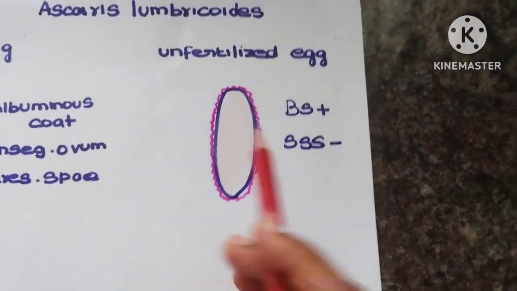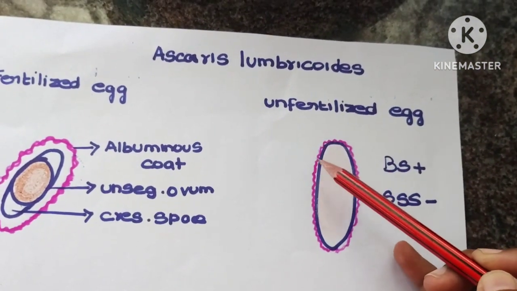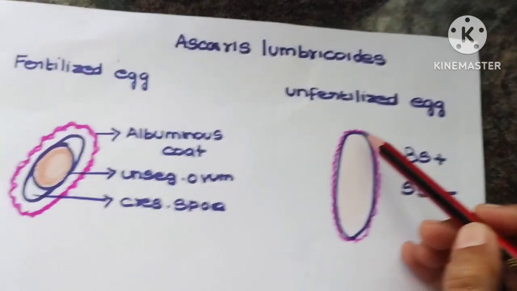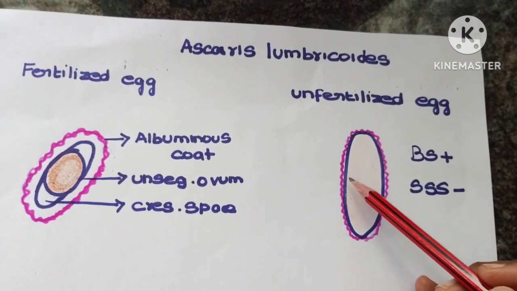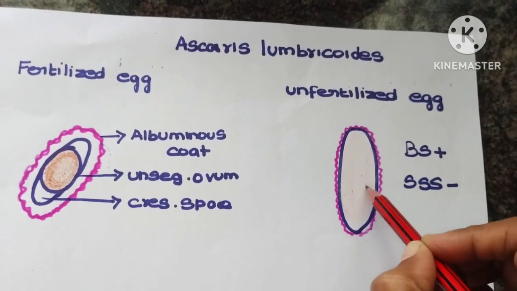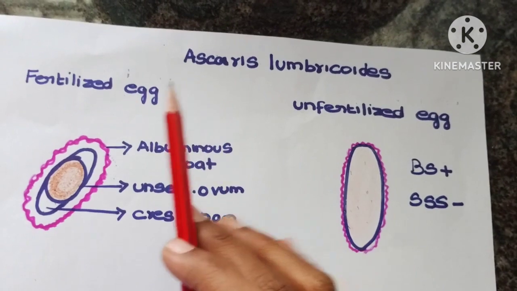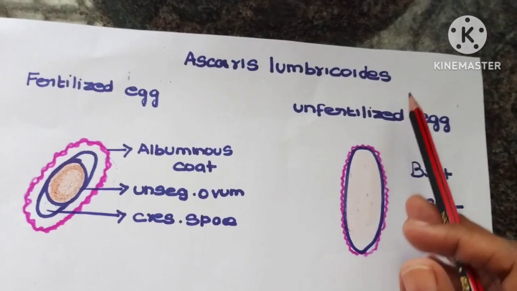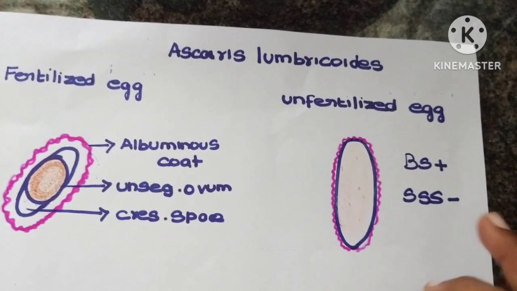Whereas in the unfertilized egg of Ascaris, we can't make out the albuminous coat, and it will not be well defined. See, here it is well defined, you can make it out, but here you can't, and there won't be any ovum. There will be a lot of granules. With the albuminous coat you can clearly make out the shape in the fertilized egg, whereas the unfertilized egg will be somewhat oval in shape, and you can't make out any structures inside the egg.